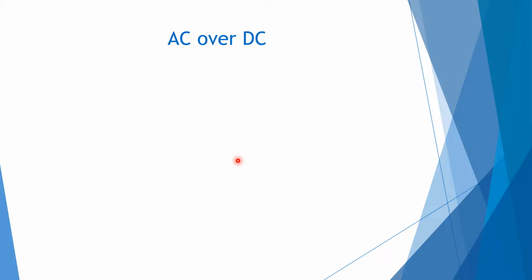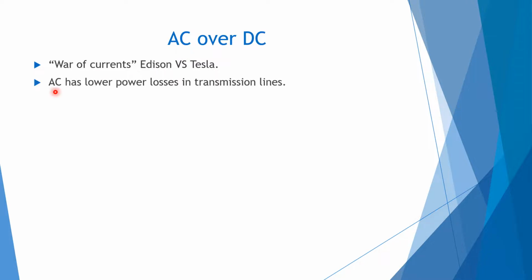So why do we need to study AC circuits? The reason is that there was a long drawn out battle called the War of Currents between Edison, who supported DC, and Tesla, who supported AC. Technically Tesla won. We use AC nowadays, and the reason is that AC has lower power losses in the transmission line. So if you have very long transmission lines, you have to prefer AC because it has very little power loss compared to DC.